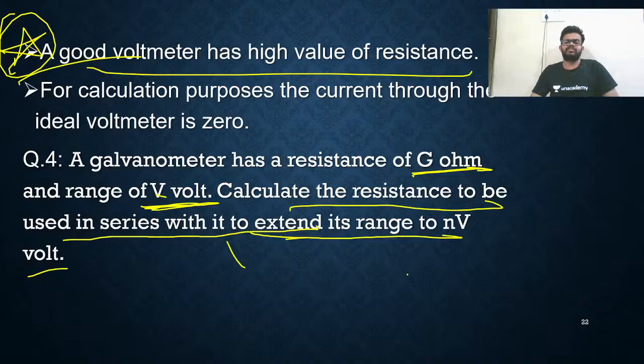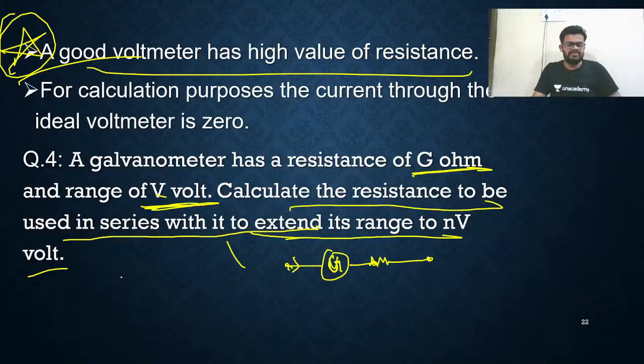Now, listen, my dear friends. We have a galvanometer, and if you want to increase its range, what does that mean? Let's say it can measure V voltage, but we want it to measure NV voltage, N times of V. What will we do? Simply, let's say this is a voltmeter. This is a very simple thing, my dear friends. You can do it easily. Let's say this is the galvanometer, and one resistance is added to it in series.